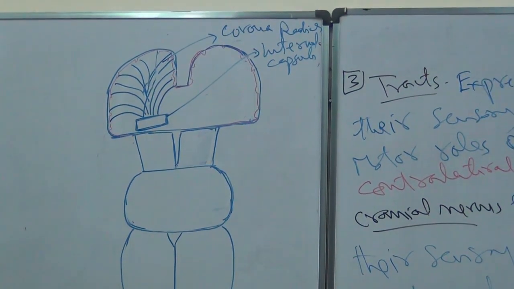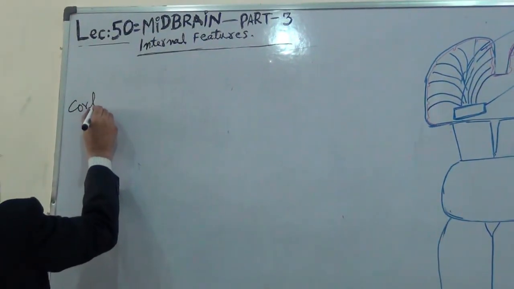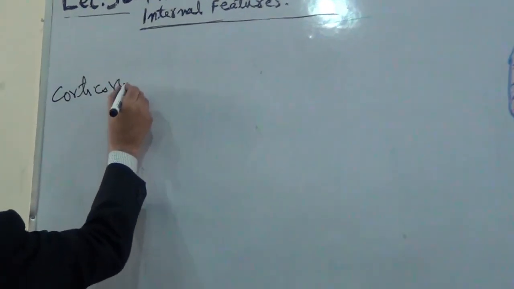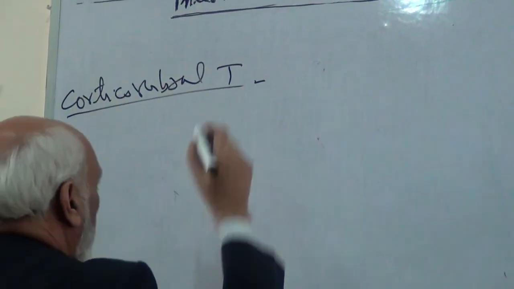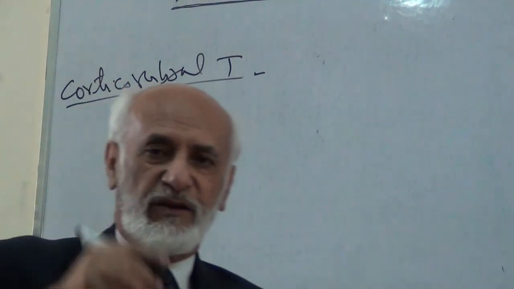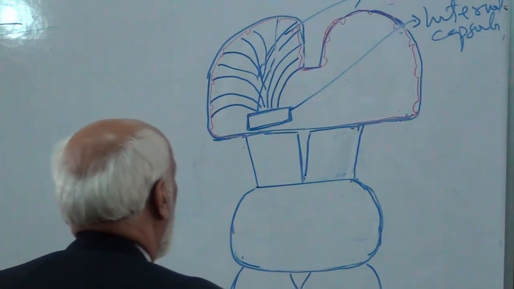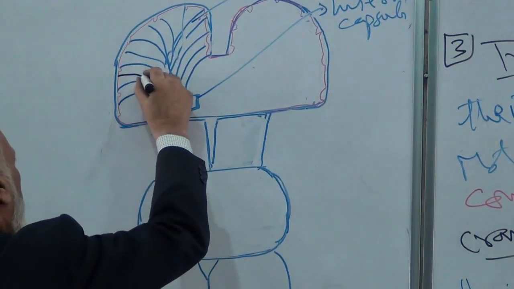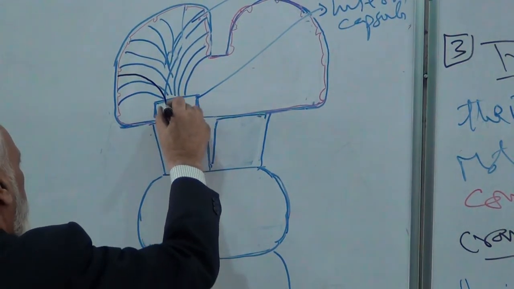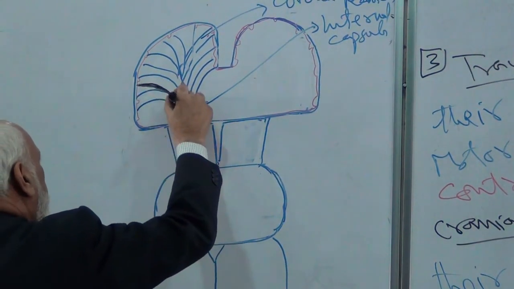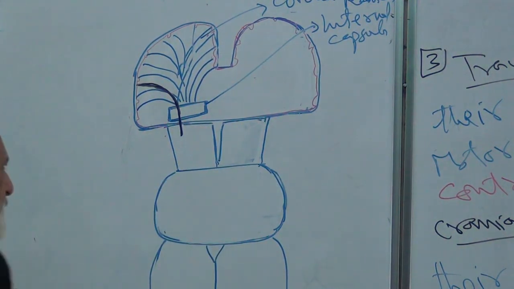Now, first of all, we will talk about the cortico-rubral tracts. They arise from the cerebral cortex, pass through the corona radiata, and enter the midbrain. And in the midbrain there is a red nucleus, nucleus ruber.